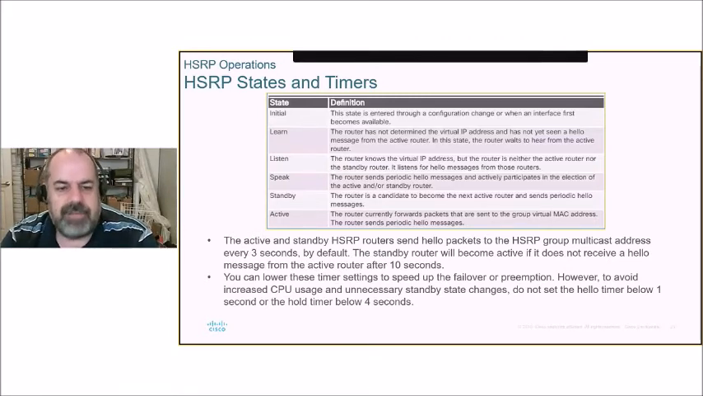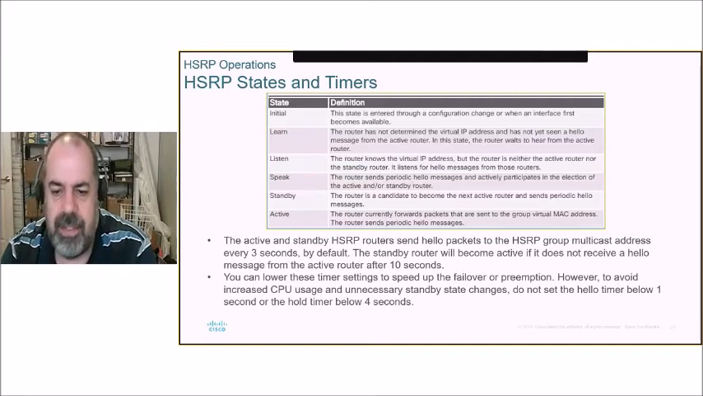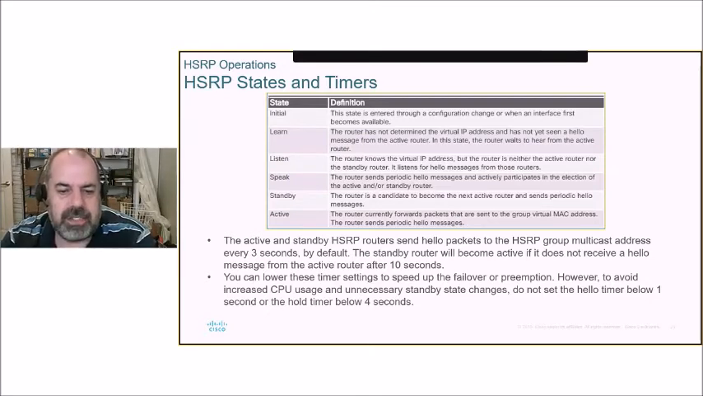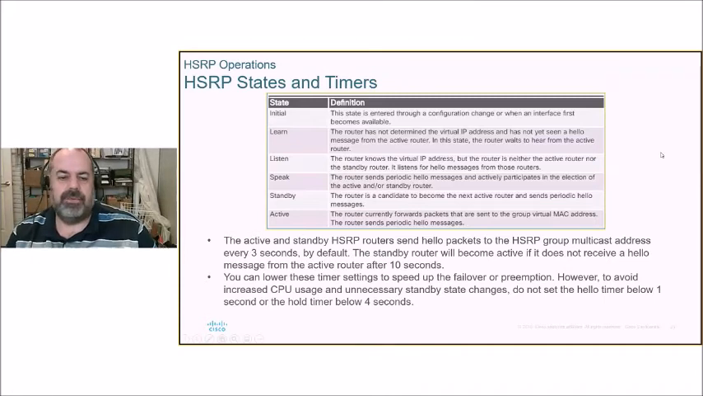So the active and standby HSRP routers send hello packets to the HSRP group multicast address every 3 seconds by default. The standby router will become active if it does not receive a hello message from the active router after 10 seconds. And so there will be a pause in failover. You can lower these timings to avoid increased CPU usage and unnecessary standby state changes. Do not set the hello timer below 1 second or the hold timer below 4 seconds.